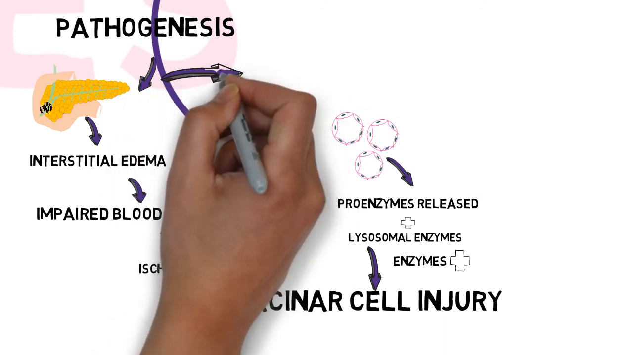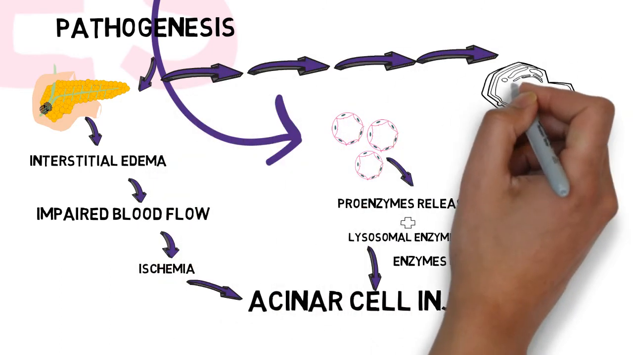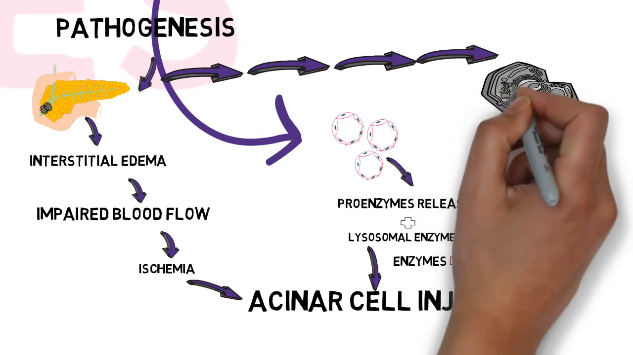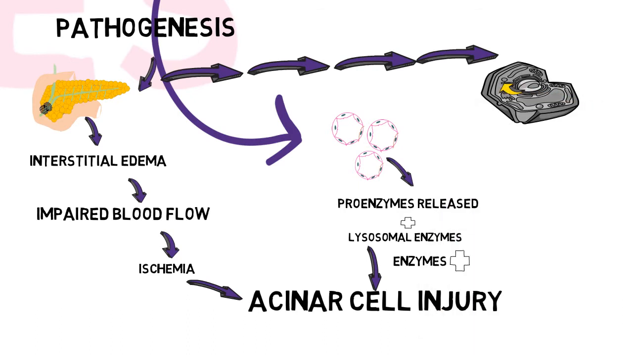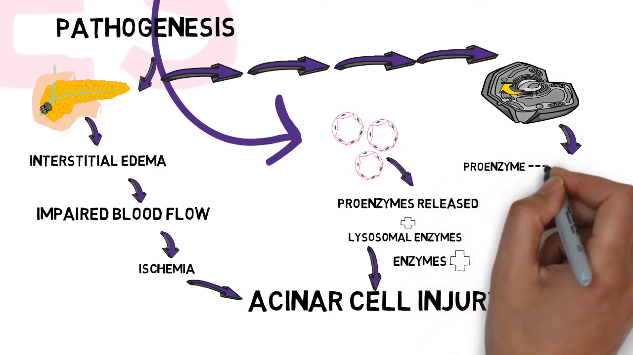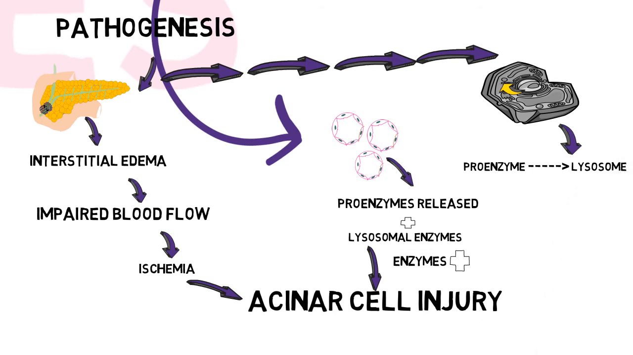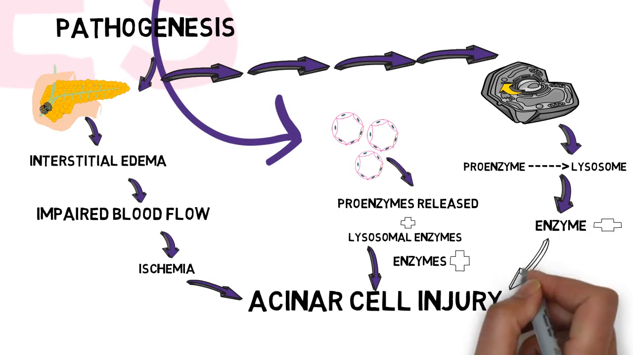Coming to the third mechanism. The third mechanism is defective intracellular transport. Usually the proenzymes and lysosomal hydrolases are transported through separate pathways. But in some cases, the proenzymes are inappropriately delivered to the intracellular compartment containing these lysosomal hydrolases, leading to activation of those proenzymes and acinar cell injury.